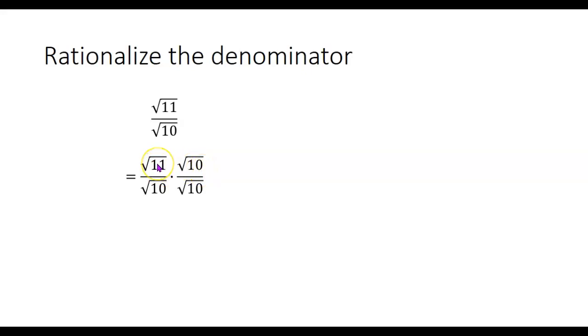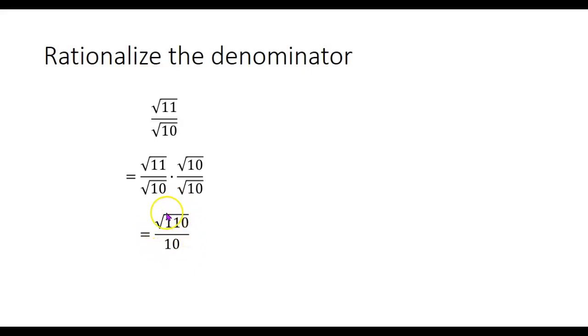So on top, what do we have? We have the square root of 11 times 10. That's the square root of 110. And on the bottom, we have the square root of 10 times the square root of 10. You can either think that's the square root of 100, which is 10, or you can think that's the square root of 10 squared, which is 10.